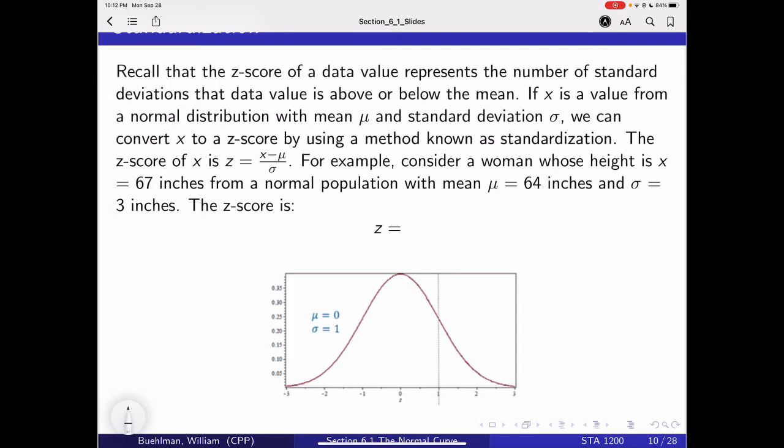For example, consider a woman whose height is 67 inches from a normal population, with a mean of 64 inches and a standard deviation of 3 inches. The z-score then would be z is equal to x minus mu over sigma, which is equal to 67 minus 64 over 3, which is equal to 1. So the z-score for this woman would be 1.